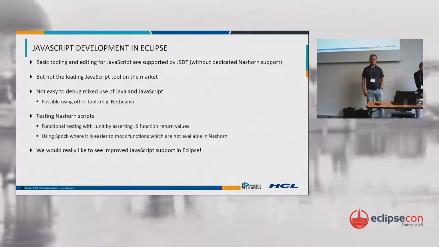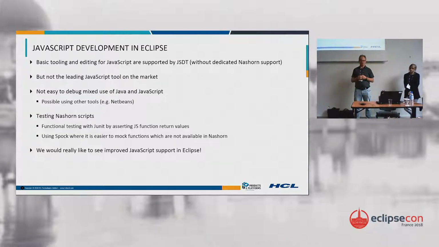So when looking at JavaScript for customization, of course it becomes important that Eclipse has good support for editing and working with JavaScript. And there is, of course, basic support for JavaScript in Eclipse using the JSDT project, but it doesn't have any specific knowledge about Nashorn. Also, we must admit that this is not the leading JavaScript tool on the market. If you go to a web developer, the chances are very small that they would use Eclipse with JSDT. They would use something else.